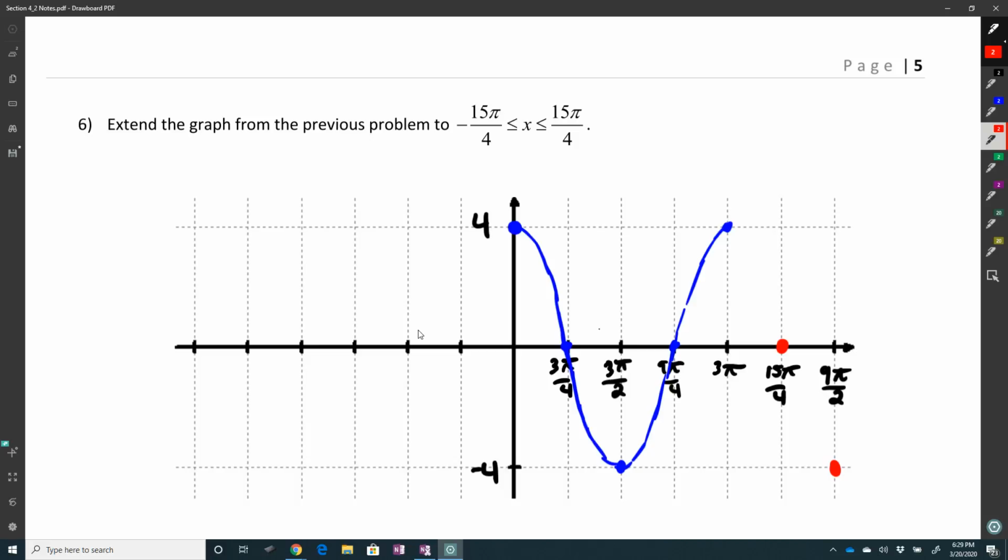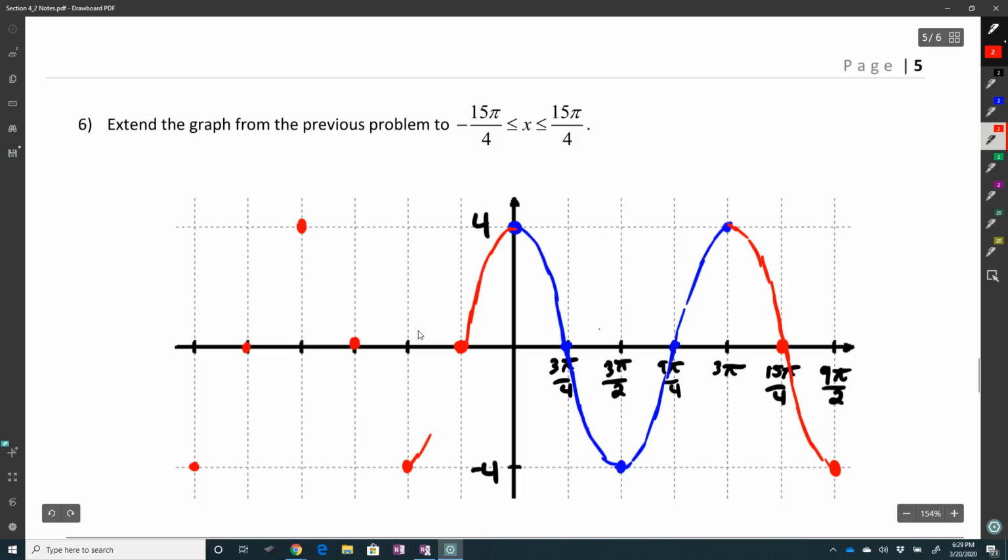So up here, we start up top, go to the middle, down, middle, up, middle, down. And you can just continue the cycle. Remember, each tick mark was 3 pi over 4. So if you were wondering what I was doing when I was creating those new numbers, I was just adding 3 pi over 4 in my head.